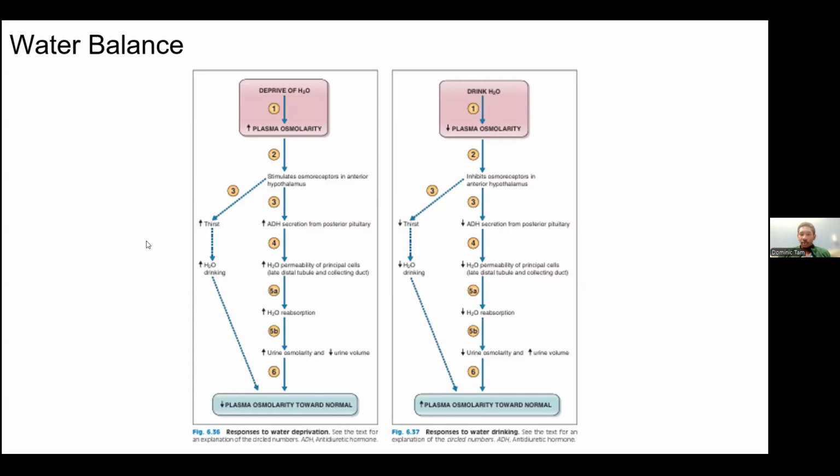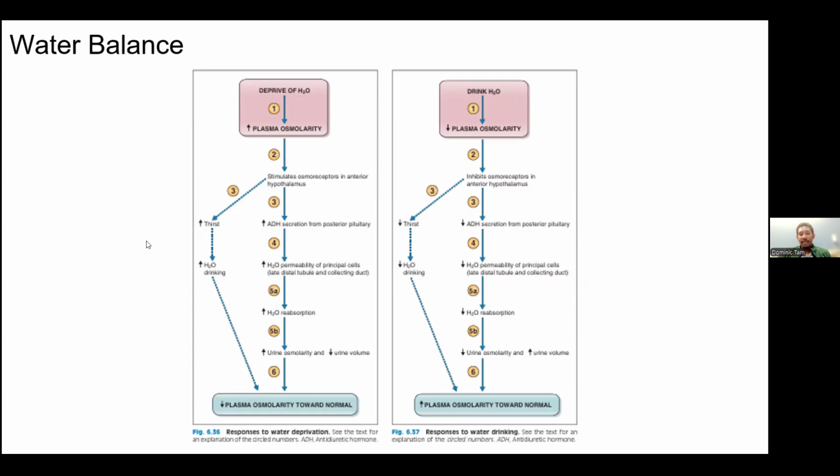Likewise, the flip: when you drink water, right, the ingested water is going to be distributed. And because the amount of solute in the body is unchanged, the added water will dilute body fluid and cause a decrease in plasma osmolarity. The decrease in plasma osmolarity is going to inhibit the osmoreceptors in the anterior hypothalamus. Inhibition of the osmoreceptors has two effects. It is going to decrease thirst and suppress water drinking behavior. It is also going to inhibit secretion of ADH from the posterior pituitary gland.